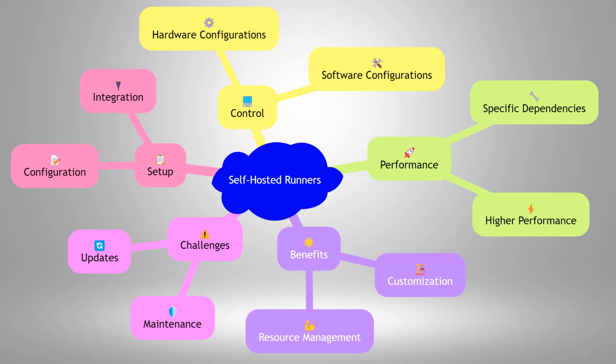Self-hosted runners, or agents, are machines that you manage and maintain to run your pipeline jobs. Unlike cloud-hosted runners, self-hosted runners give you more control over the hardware and software configurations. This can be particularly useful for running jobs that require specific dependencies or higher performance. We'll cover the benefits and challenges of using self-hosted runners and how to set them up in your pipeline.